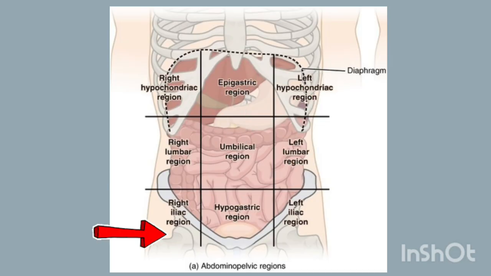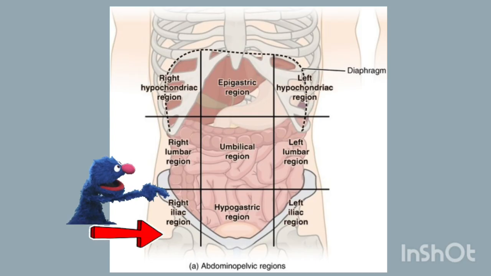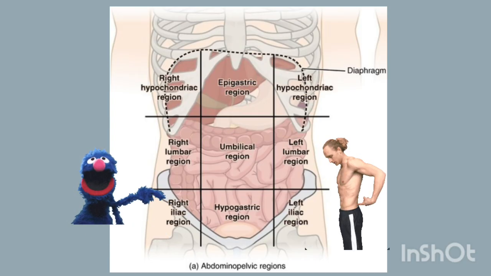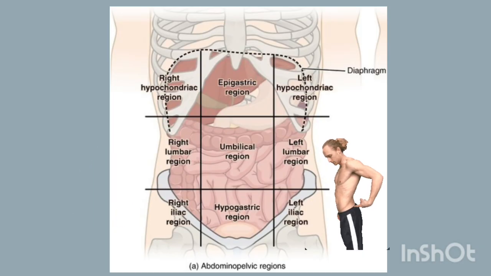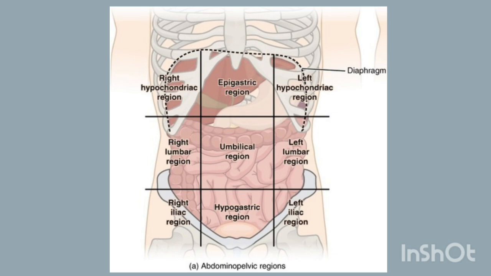So the right iliac region now, you look at this structure here. This is the ilium. In one of our lecture videos that we did earlier, you remember that we talked about the ilium as one of the innominate bones of the pelvis. So this is the iliac, right iliac. That's obviously the right part, right iliac region.